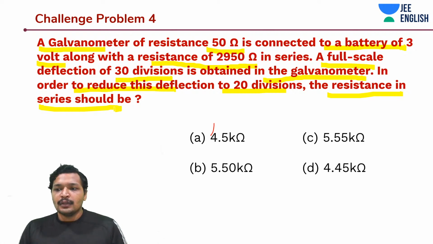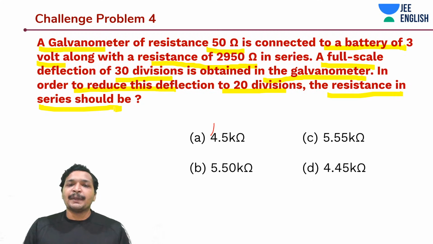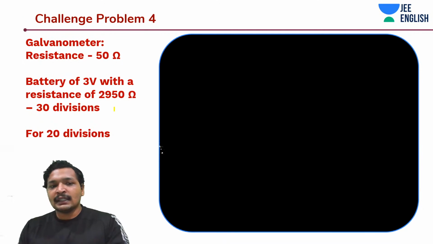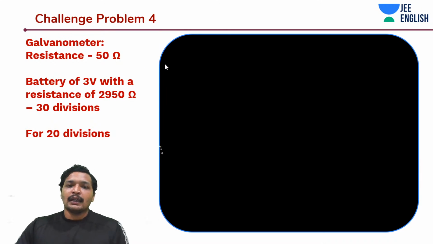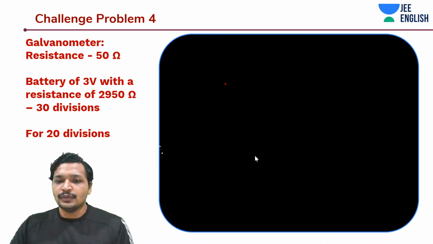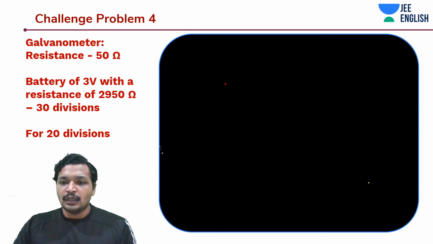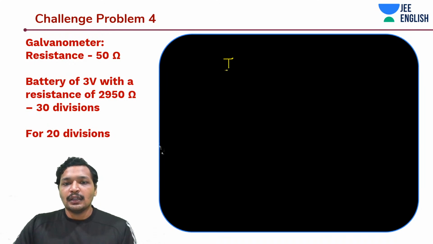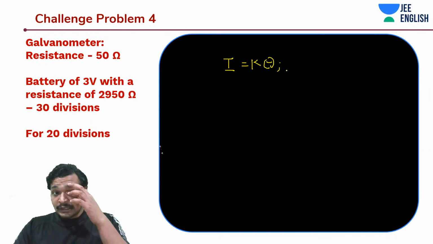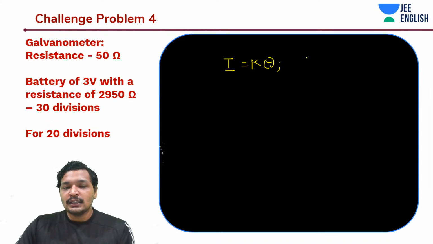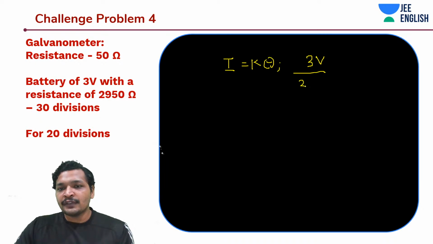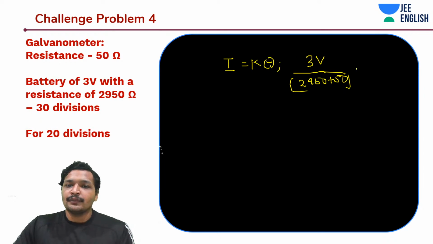Okay. So how do you do this? It's a basic problem, right? Current is nothing but... what is current? Current is going to be K into theta or K into deflection. So for 30 deflections, you had how much current? 3 volt. Okay, 3 volt divided by the total resistance 2950 and 50. Okay, is equal to how much?